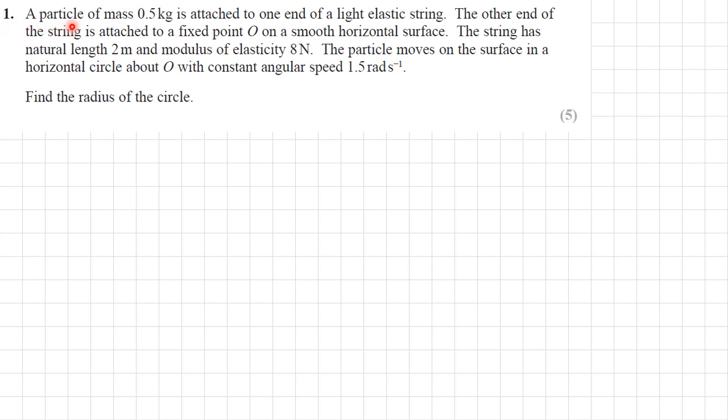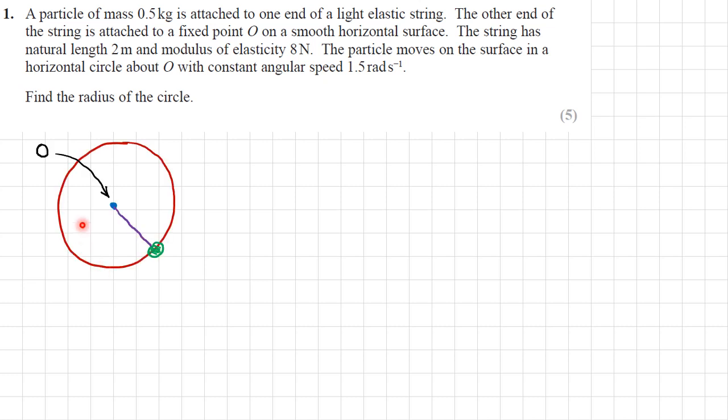Question 1. A particle of mass 0.5 kg is attached to one end of a light elastic string. The other end of the string is attached to a fixed point O on a smooth horizontal surface. The string has natural length 2 meters and modulus of elasticity 8 newtons. The particle moves on the surface in a horizontal circle about O with a constant angular speed 1.5 radians per second. Find the radius of the circle.